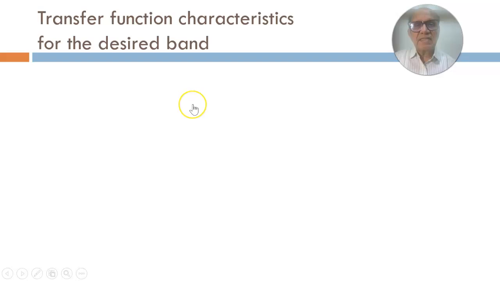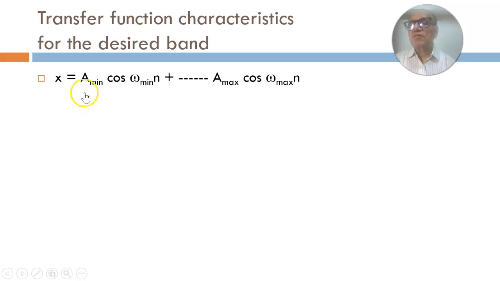So clearly this characteristic should be such that the signal should not be distorted. Suppose this is my desired band, which contains frequencies from some frequency which we call omega min to omega max. And understand, I am talking not about high or low or mid band. This could be any band. So this may be a low frequency band, a high frequency band, or a mid frequency band. What we are trying to say is that whatever the desired band is, what should be the transfer function for this desired band? That is what we want to find out.